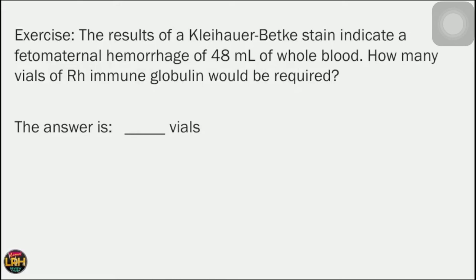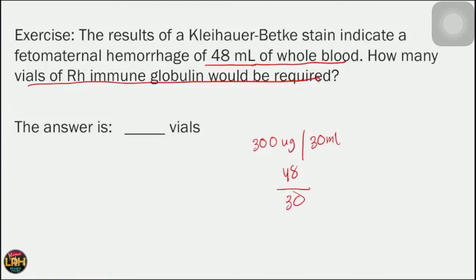Next exercise. The results of a Clay-Hauer-Bethke stain indicate a feto-maternal hemorrhage of 48 ml of whole blood. How many vials of RH immunoglobulin would be required? So again, we have whole blood. The value of 1 dose is 300 microgram of RHIG per 30 ml of FMH. So for us to identify, we just have to divide 48 by 30. So 48 divided by 30, the answer is 1.6.